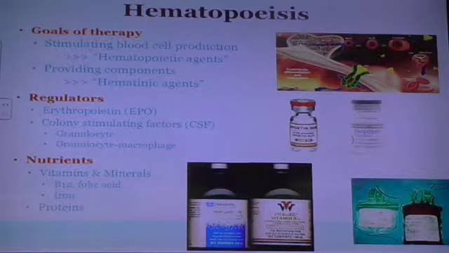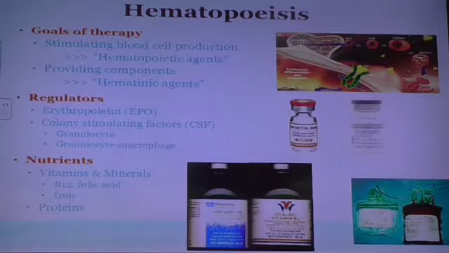The regulator for the red blood cell is erythropoietin, or EPO. But for certain white blood cells, like lymphocytes or macrophages, we call it colony stimulating factor, or CSF. It can act on granulocytes or macrophages.